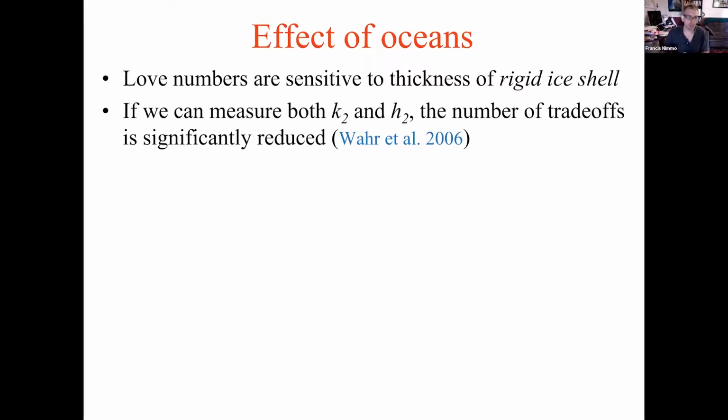For the case of an ocean, what the Love numbers are really sensitive to is the thickness of the rigid shell. If you have a very rigid shell, it's not going to deflect very much. If you have a very thin or a weak shell, it'll deflect a lot more. And it turns out that even though you can get information from either k2 or h2, it really helps to be able to measure both. If you can measure both, you get more information.